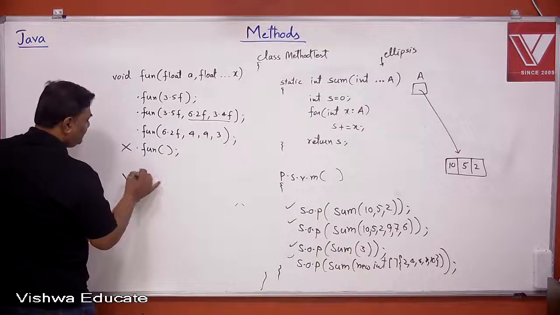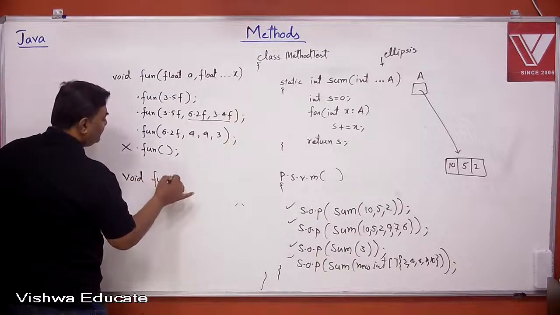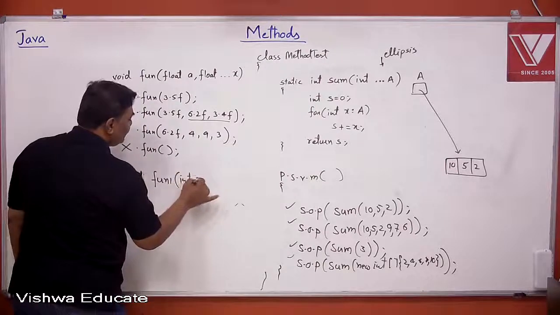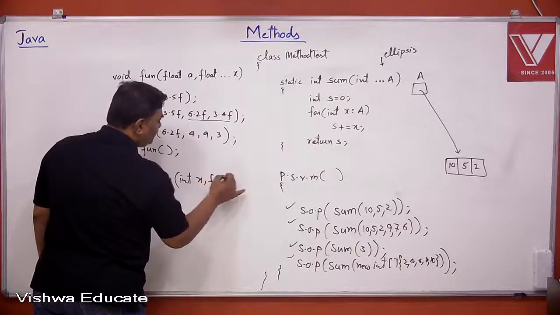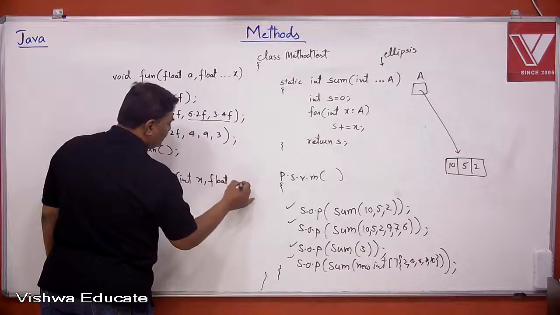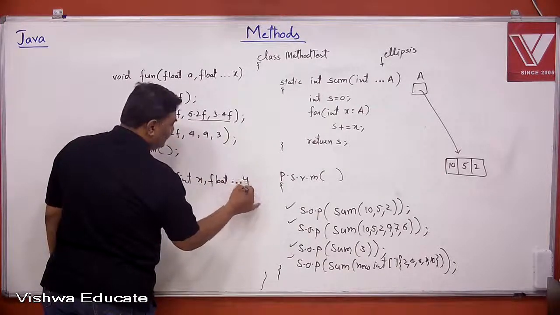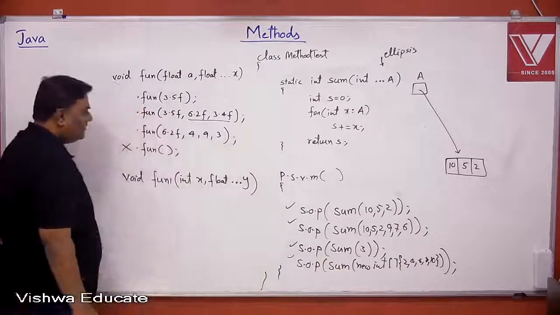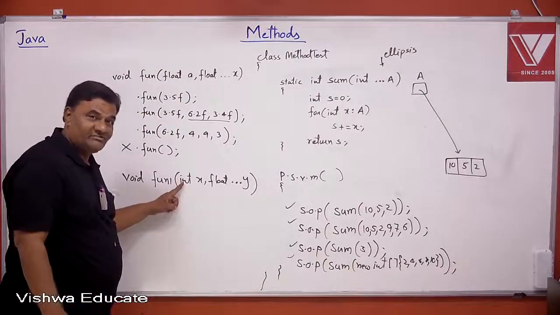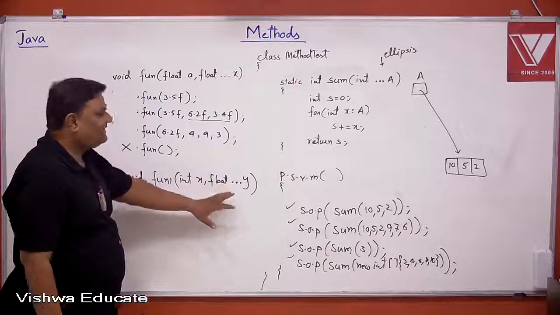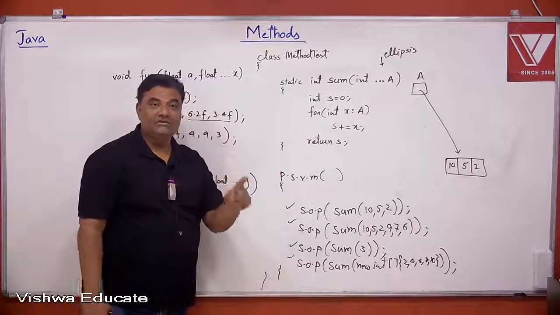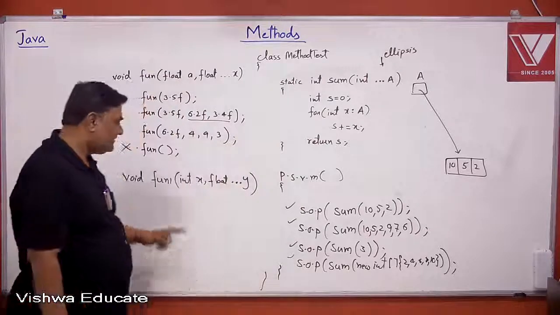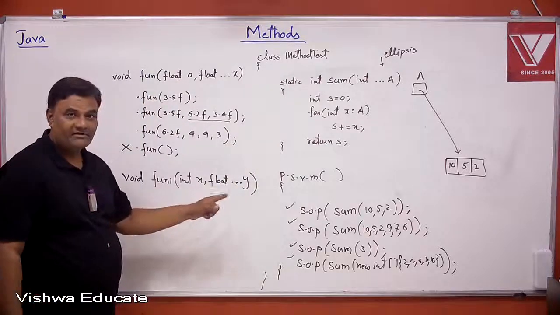void fun1(int x, float... y). The first parameter must be integer. Then after that, as many parameters as you want you can send, 0 or more, but all of them must be float only. That is the meaning. Right?